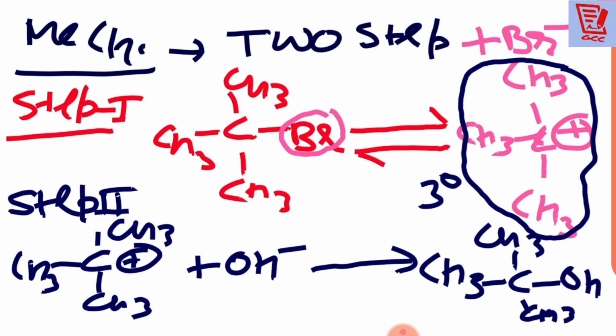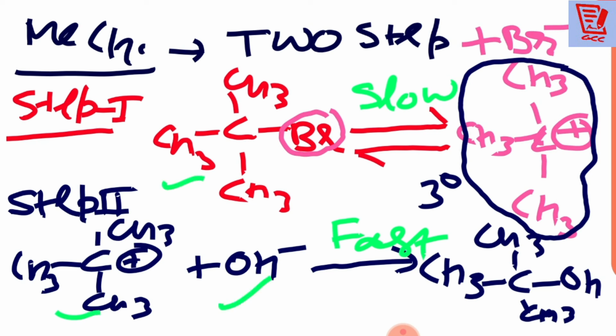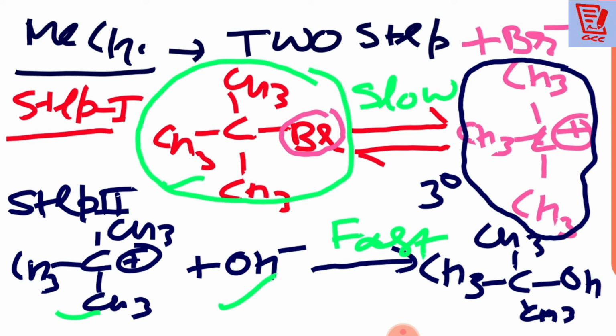Clear? Now student, one thing more, you just remember, all of you, this first step is a slow step and the second step is a fast step. First step is containing how many reactants? Only one reactant. The second step contains 2 reactants, and you know the rate of reaction is always determined by the slow step. In the slow step there is only one reactant, that is why we can also say it is a unimolecular reaction.